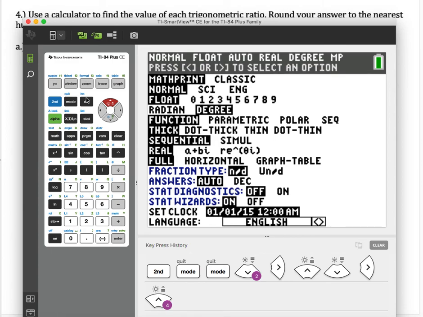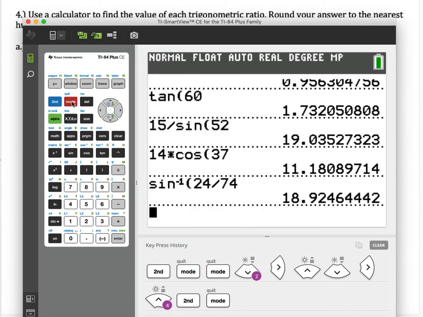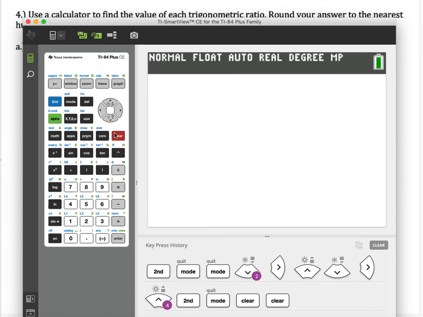All right. With that being said, let's just practice. So if you are in this screen here, this is where you hit second quit or second mode to quit out. So I'm going to clear all this out of my screen. And we're just going to practice typing these in. So what is the first one? Sine of 46 degrees. So sine, you just hit that button on your screen. It opens a parenthesis for you, sine of 46.